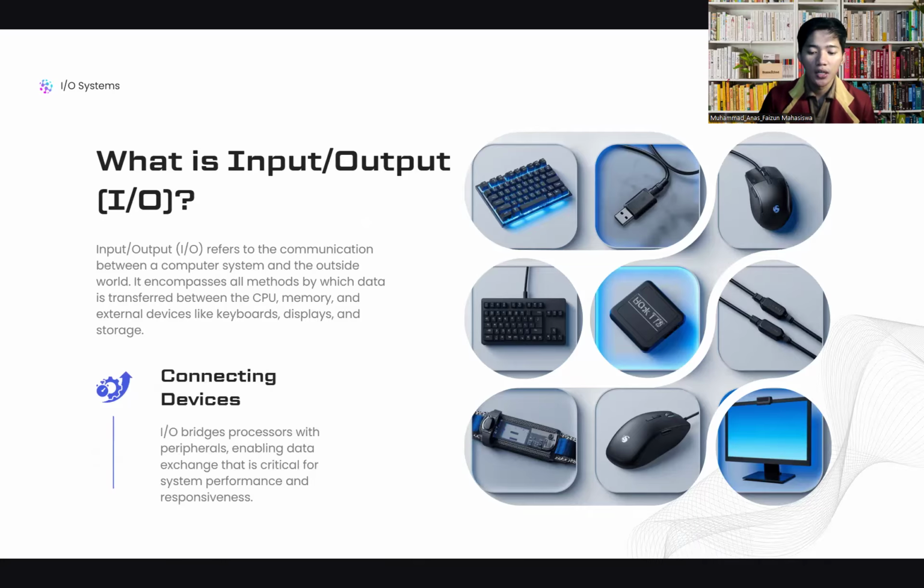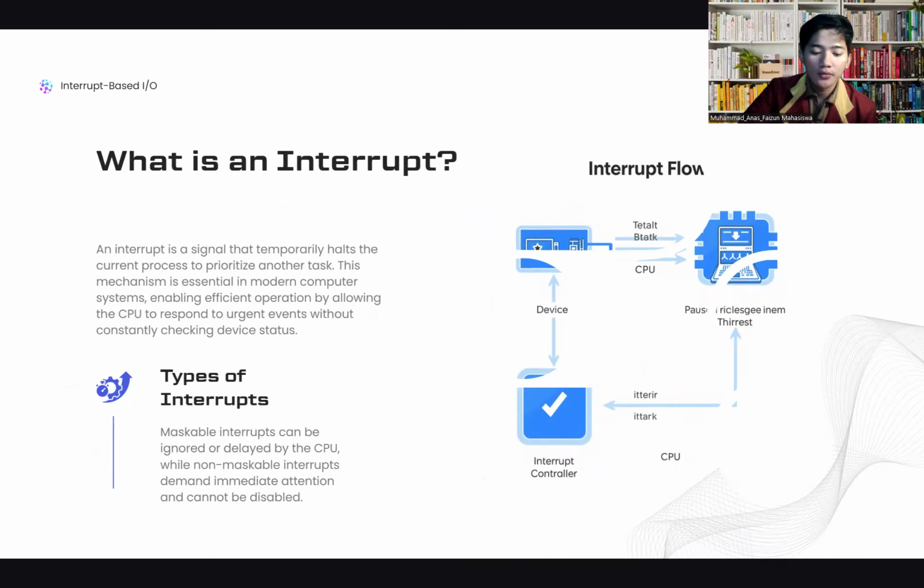What is an interrupt? An interrupt is a mechanism where the CPU stops its current execution to address higher priority tasks, often from an I/O device. Interrupts allow the system to respond immediately to external events, such as input from a keyboard or completion of a task by a printer.